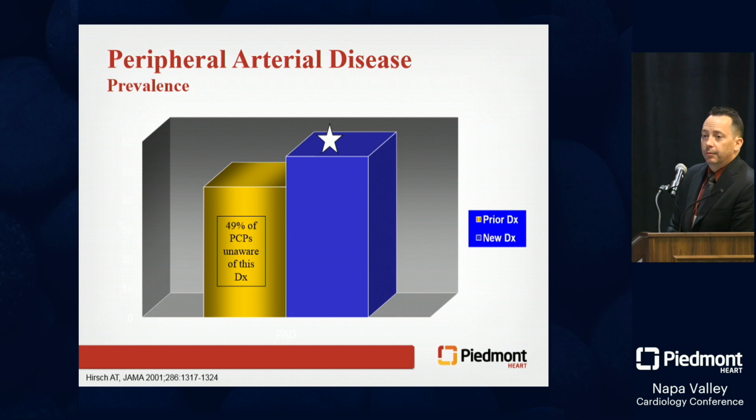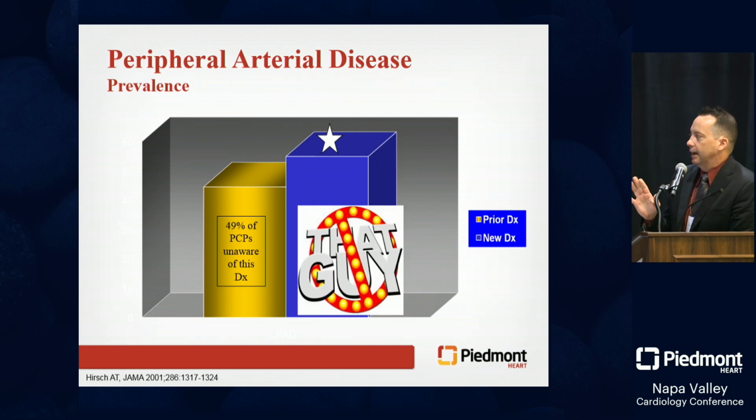Now here's the scary part about that data. Almost 50% of the primary care providers in patients that had known peripheral vascular disease didn't know about it. They had no idea. And I always say you don't want to be that guy, all right? And the new diagnosis is about 52% of the time. So really, this is underdiagnosed and under-recognized.